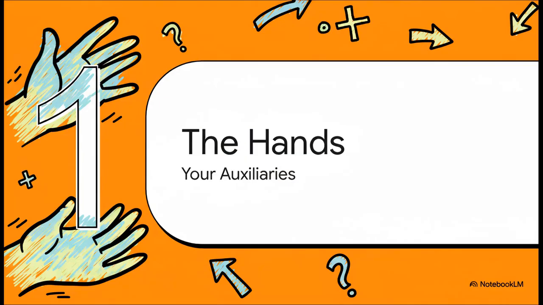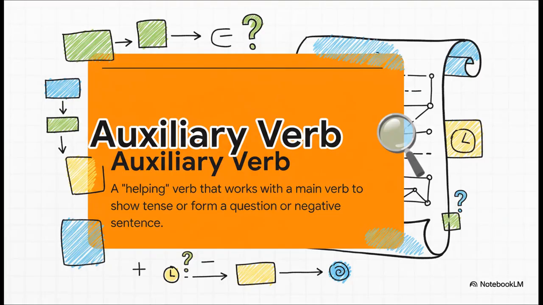Okay, so let's take a little tour of the table itself, shall we? We're going to start with what Professor Nau calls the hands. This section right here is your key to one of the most important concepts for building English sentences, auxiliary verbs. Now, the concept might sound complicated, but it's actually pretty simple when you break it down. An auxiliary verb is just a helping verb.